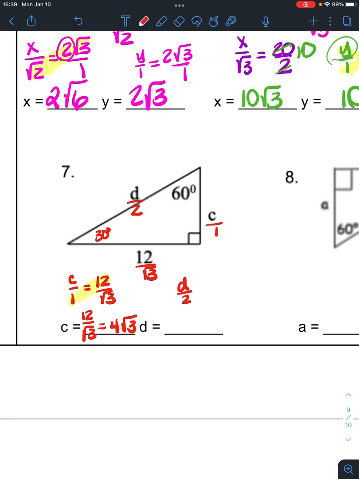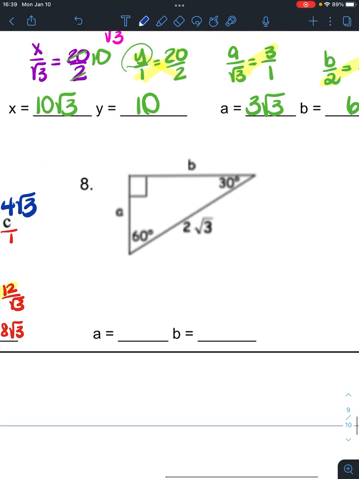Then D over 2 is equal to 12 over root 3. So we cross multiply right here. So we get 12 times 2, which is 24 over root 3. And then we can leave it like that, or we can simplify it. 24 divided by the square root of 3. So 24 divided by 3 is 8. And then we divided by the square root of 3, and so we throw a root 3 on the end. And so then what we have is that our final answers, C is actually 4 root 3, D is actually 8 root 3, and then this other side, that third side, is actually 12.